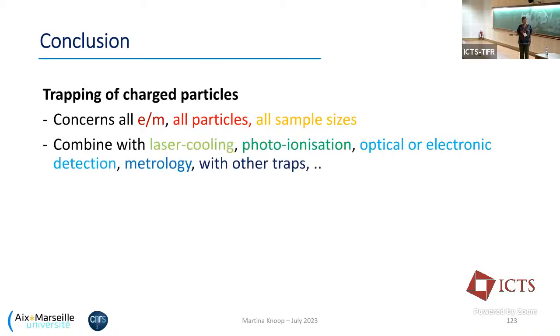You can combine this trapping with everything you want. It's like a pizza, okay? You put on salami and cheese, and you could put on laser cooling, photoionization, any detection you want, metrology, and combine it with other traps, combine it with other techniques. So it's a very versatile tool in order to go to very high precision measurements. And then you have, like I said yesterday, a large panorama of applications from quantum information to cold chemistry. You name it, you have it in ion traps.